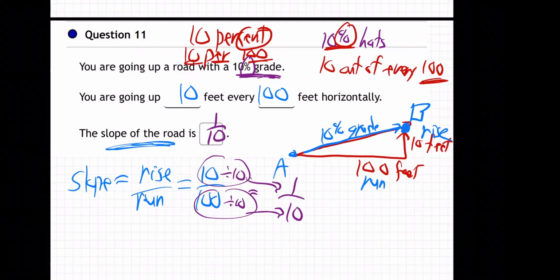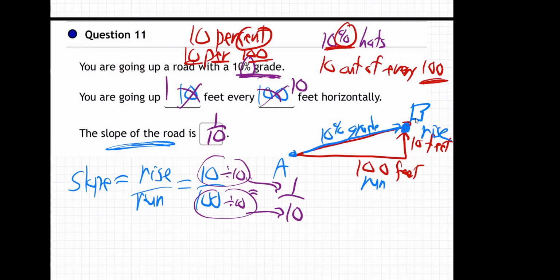Let me see the different varieties. I'm going to check real quick to see if I'm missing how they want that first answer done. So my slope of the road is wrong. Oh, yeah, they want us to simplify. Yeah, so instead of 10 per 100, we have to reduce it first. So this should be 1 and 10. Yeah, they want us to reduce it.